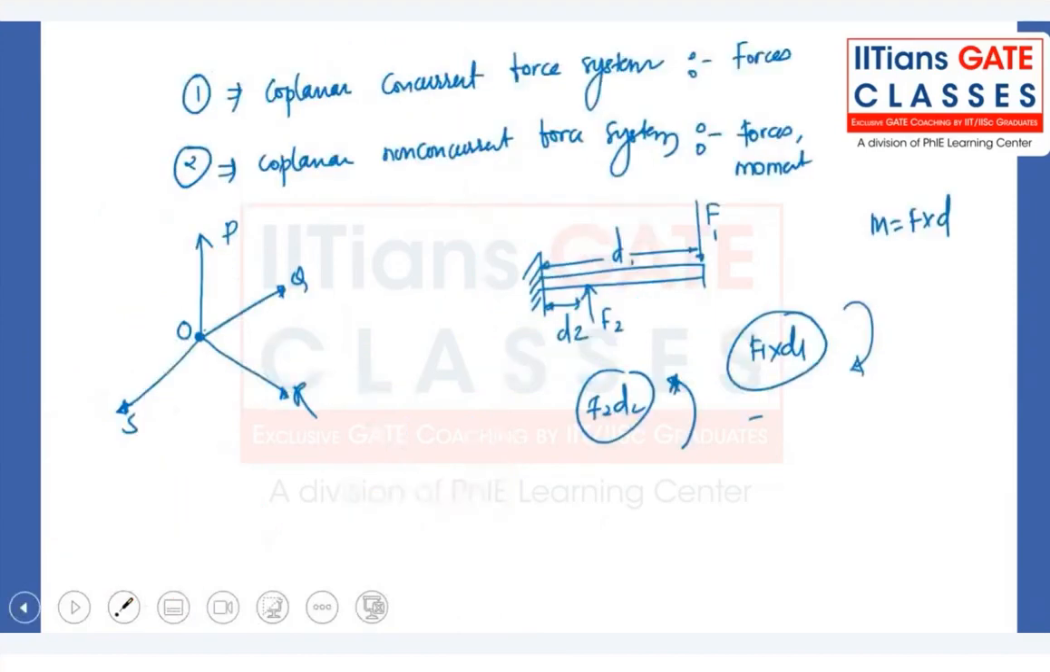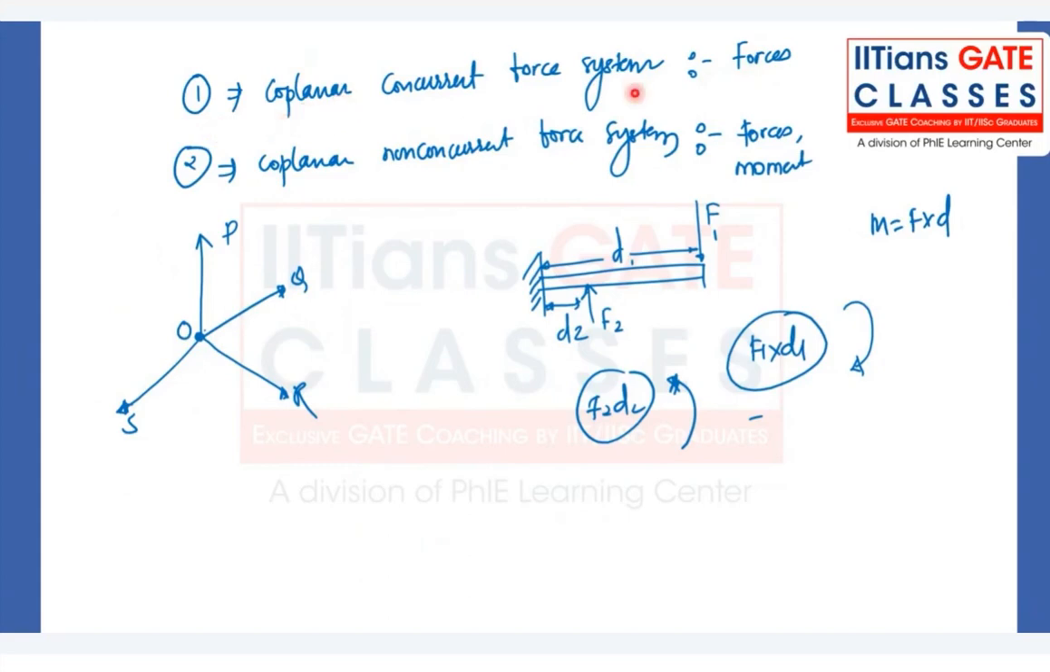So if I say a coplanar concurrent force system, this is how it will look. Will any moment get created here? No, because all the forces are passing through a single point. So whenever this kind of force system is there, we'll talk only about the forces. We'll deal only with the forces. We'll not deal with any kind of moments in the first situation, that is the coplanar concurrent force system.